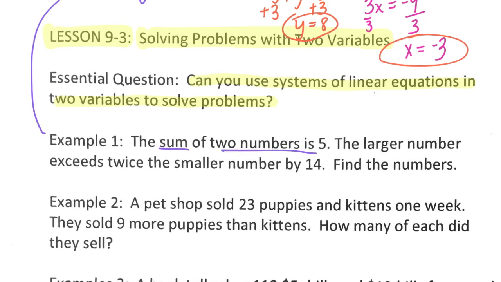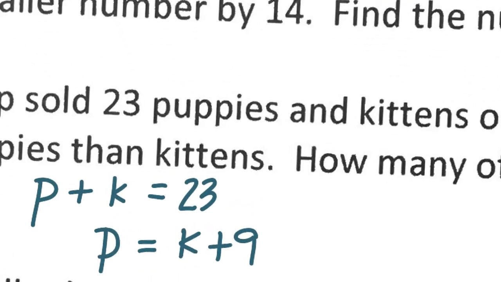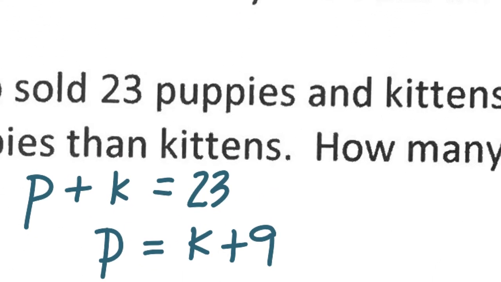A pet shop sold 23 puppies and kittens 1 week. They sold 9 more puppies than kittens. So let's write out what we know. I know that we have puppies and kittens, and that's equal to 23. I also know they sold 9 more puppies than kittens. So puppies is equal to the number of kittens plus 9. So there we have our systems of equations that we need to solve for.